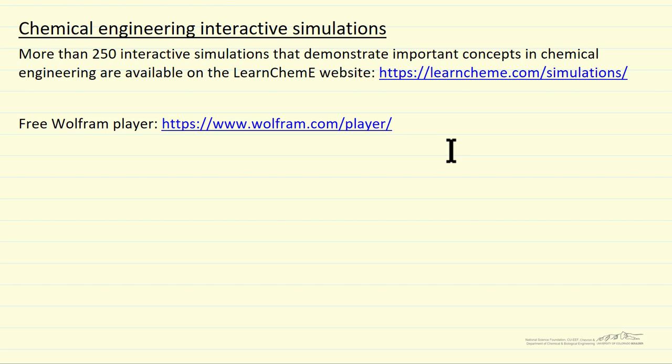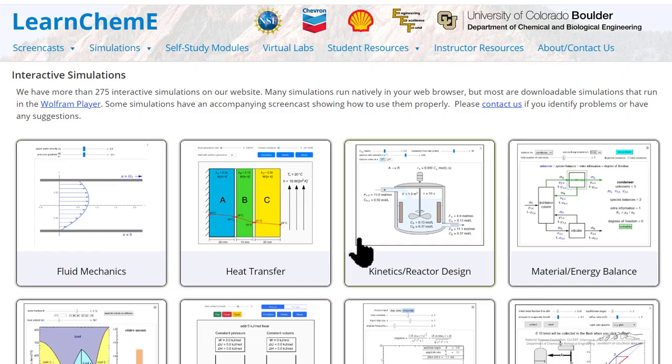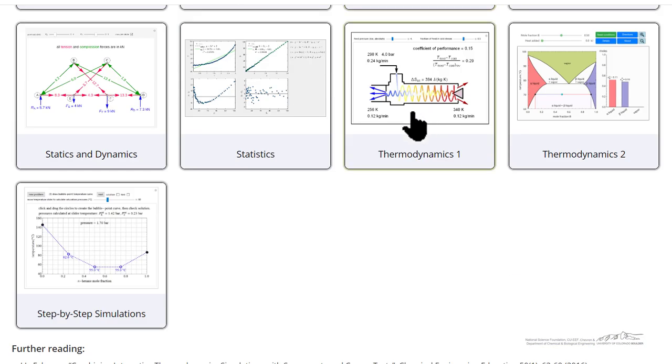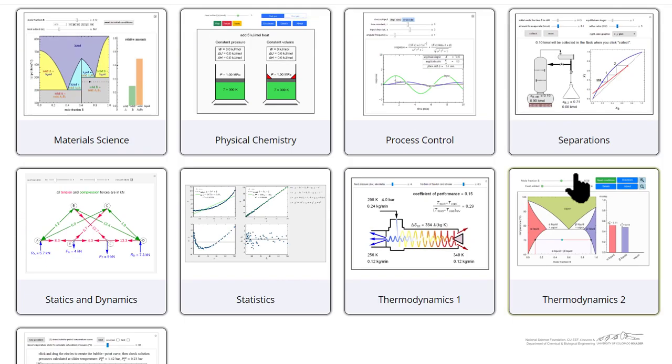So let's look at these simulations. The simulations are organized by courses. And for thermodynamics, we've broken it up into two courses. Thermodynamics 1 being first and second law, energy balances, entropy, and single component phase equilibrium. And thermodynamics 2 is multi-component phase equilibrium and chemical equilibrium.